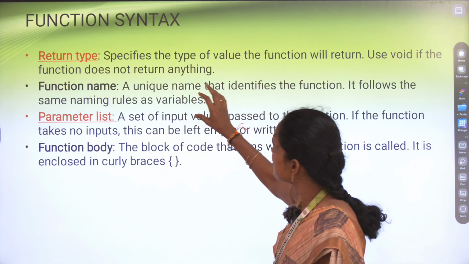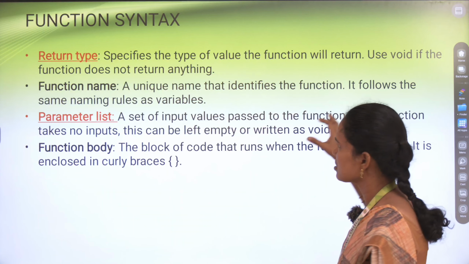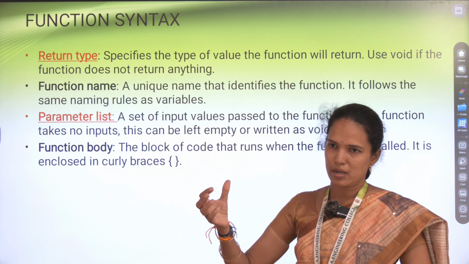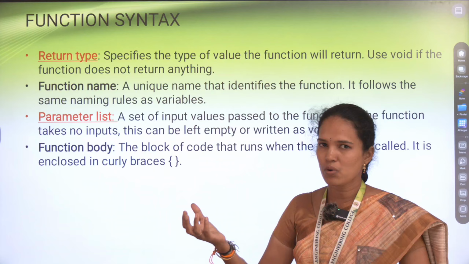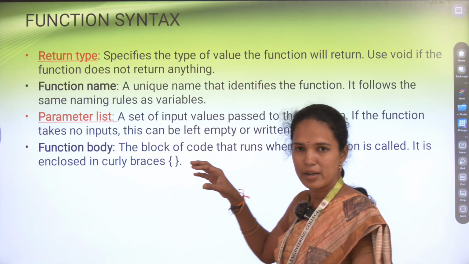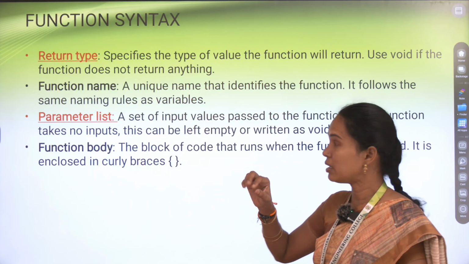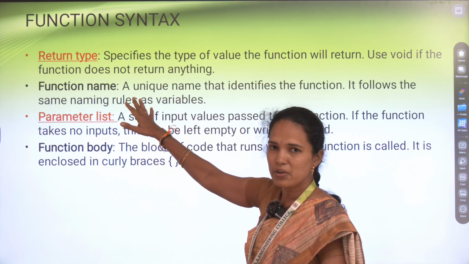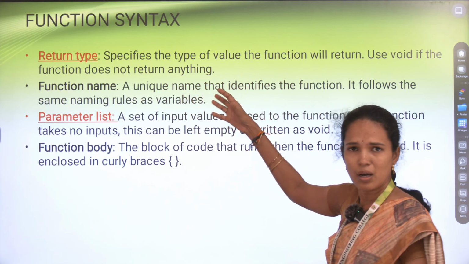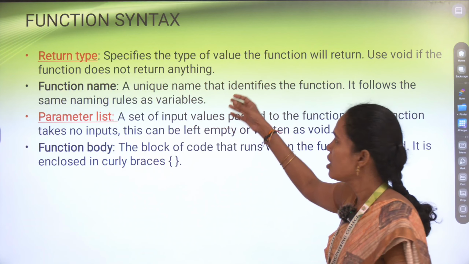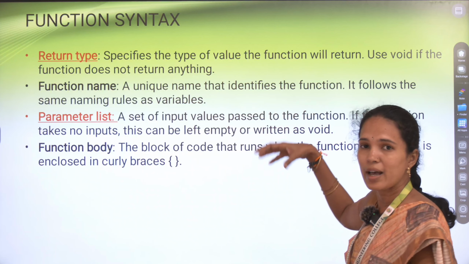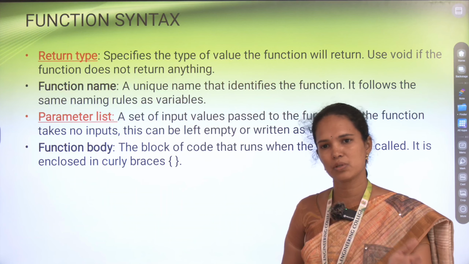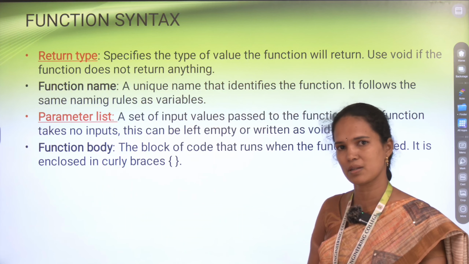So first, the return type specifies the type of value the function returns. Suppose we are writing the function using int. If you are writing the function using void, you don't want to return anything. If you are writing a function starting with int, then you have to return something, that is some integer value. So that is what return type is. Whether it is void or integer or something else, it specifies the type of the value that the function will return. Suppose it is an integer, it has to return some integer value, right?